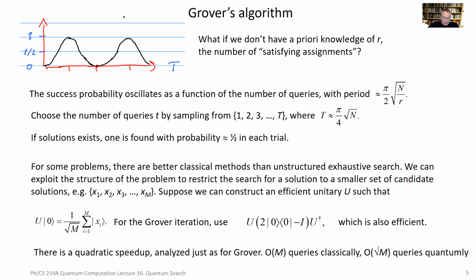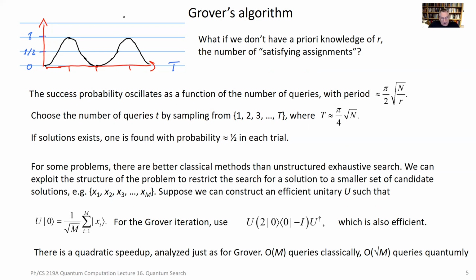Just as an example, suppose that of those capital N possible strings, there are actually a smaller number, capital M, which have a higher a priori probability of being solutions. And so I could try sampling just from those capital M instead of all capital N. Then in the classical case, the number of queries that I would need would scale linearly with M, but quantumly, I can still do it with square root of M queries.